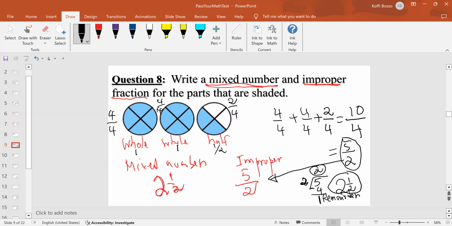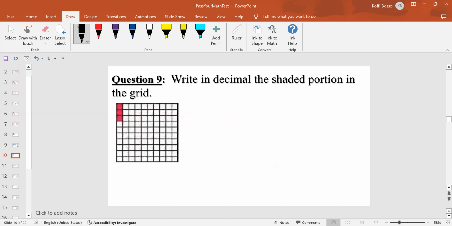Question number 9. Write in decimal the shaded portion in the grid. So the shaded portion here is what we have in red.